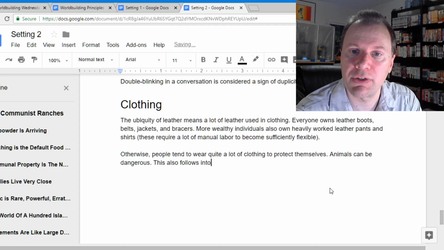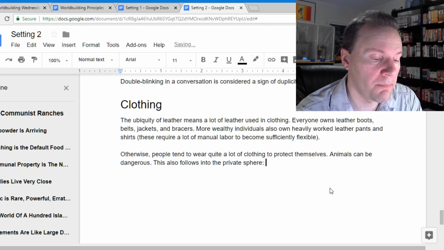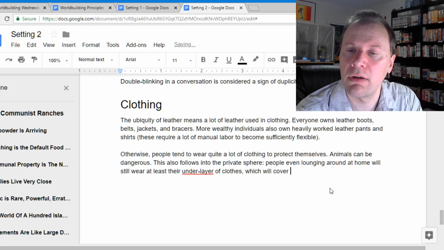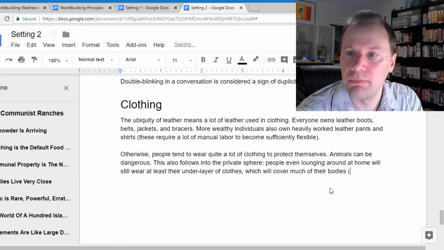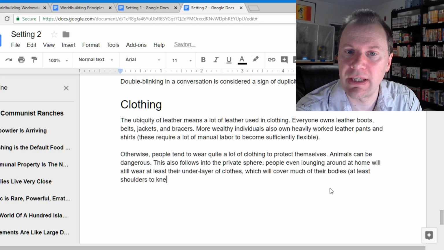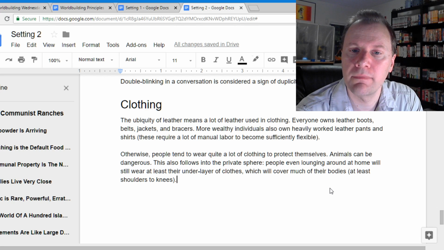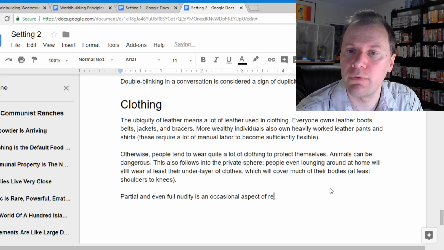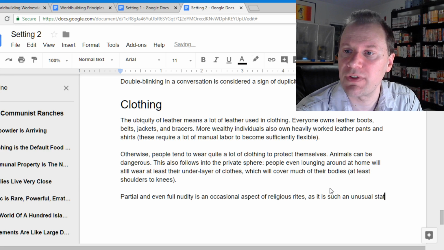This also follows into the private sphere. People even lounging around at home will still wear at least their under layer of clothes, which will cover much of their bodies. So we'll say at least shoulders to knees, right? Nudity, partial and even full nudity, is an occasional aspect of religious rites, as it is such an unusual state.